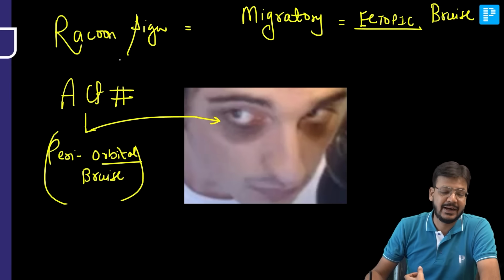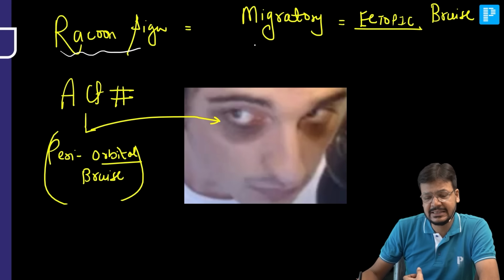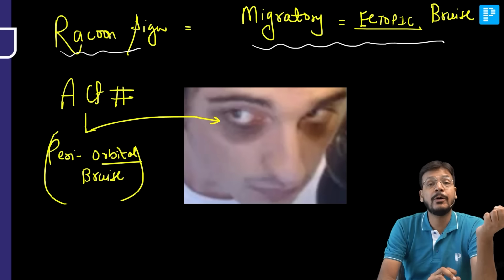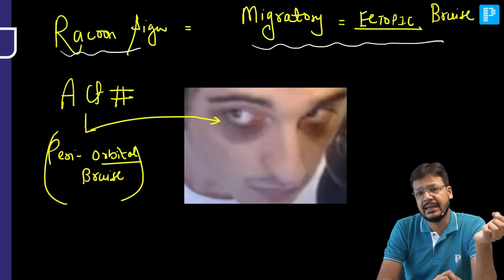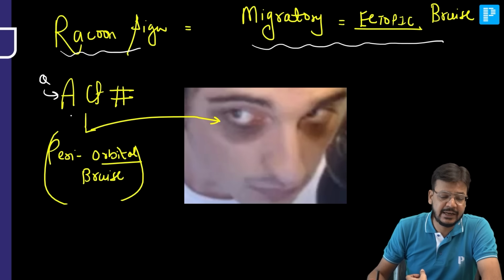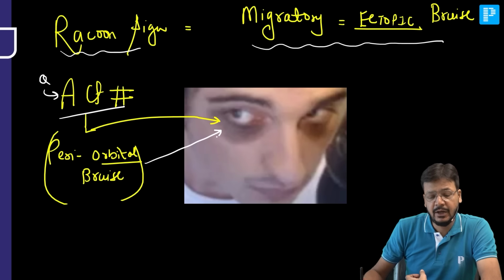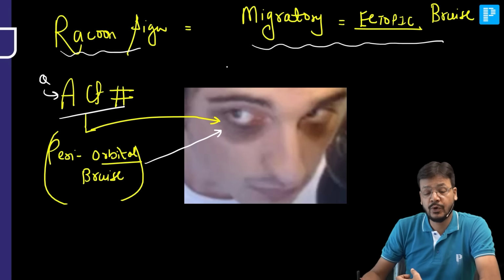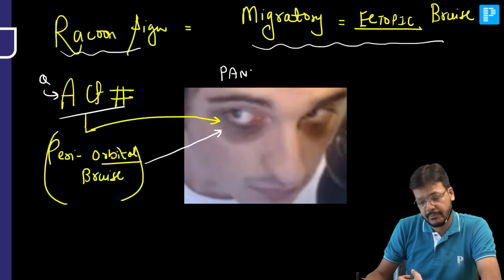Now, raccoon sign, my dear friend, my favorite question. Raccoon sign is a migratory or ectopic bruise. Here, fracture of anterior cranial fossa, and you have peri-orbital bruise. It is also known as panda eye. That is a raccoon sign.